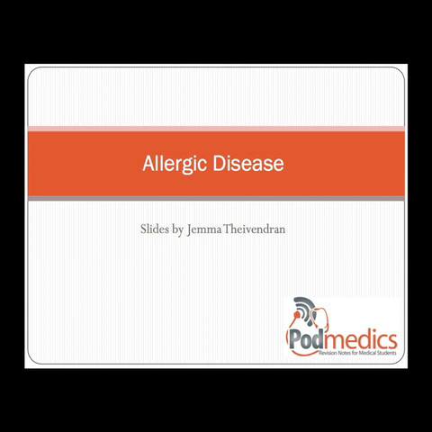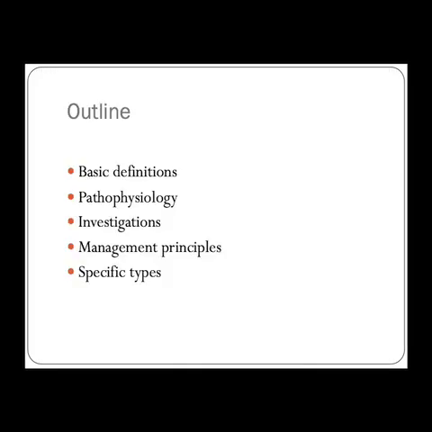So this is the second of the Immunology podcasts, and it's going to be on allergic disorders. In this talk, I'm going to start with some basic definitions and principles. I'm then going to consider the various pathophysiological mechanisms associated with allergy, go on to talk about some of the investigations that are important in the diagnosis of allergy, and then some of the general management principles. Lastly, I'm going to consider some specific types of allergic response, including food allergy, urticaria, and angioedema, specifically associated with C1 inhibitor deficiencies.